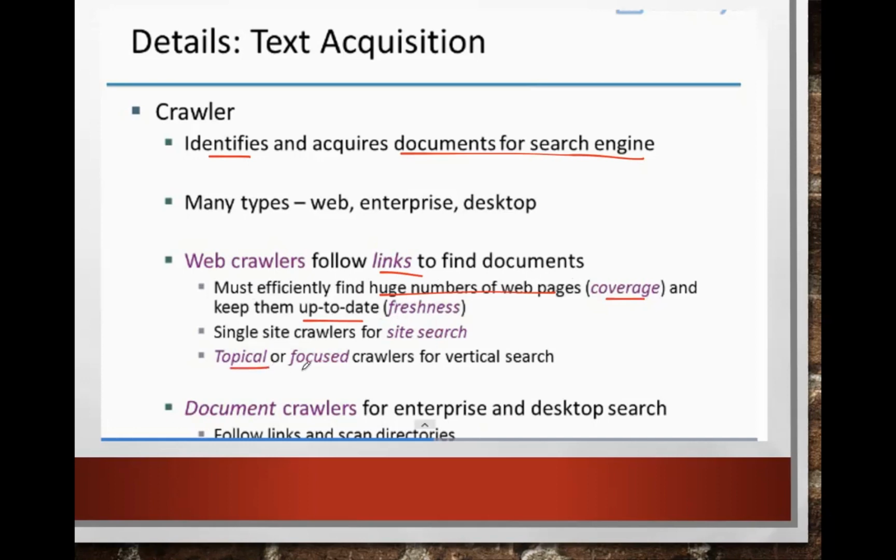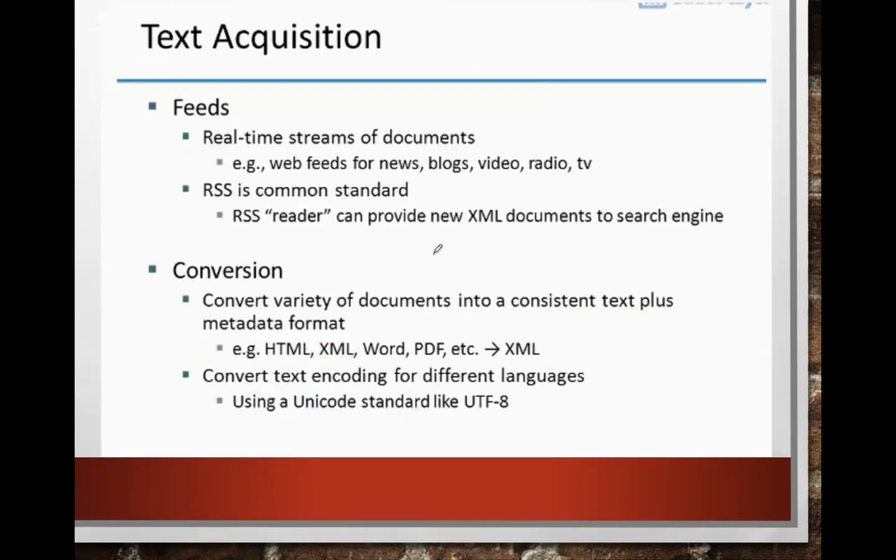And here we have topical or focused crawlers in order to perform vertical search. We discussed different types of search applications when discussing web crawlers in our previous lecture, so vertical search is one application. Next, document crawlers can even be used for enterprise and desktop search also. There are many varieties of crawlers customized for general web search, single site indexing, or email repositories, and so on. So this crawler performs text acquisition, right?